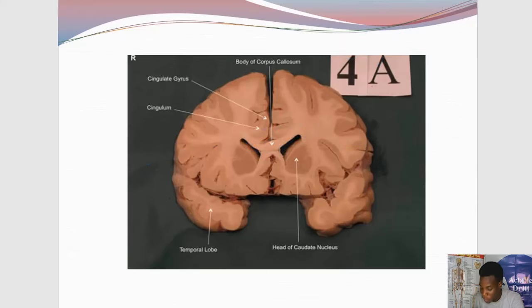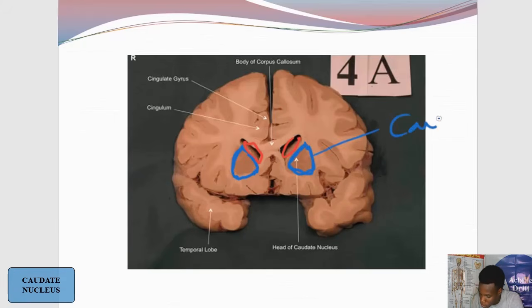Now, there is this new structure we just encountered, a very prominent and beautiful gray matter. You might not know it right here. It is residing just lateral to the lateral ventricles. These are the two lateral ventricles, of course, but just lateral to them, you will find some beautiful gray matter. That gray matter is actually the caudate nucleus.